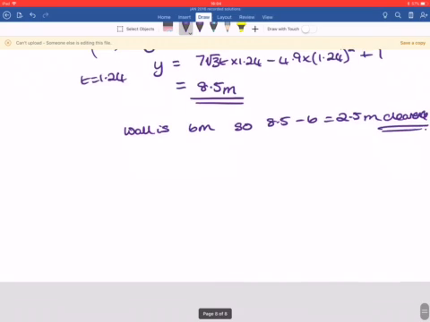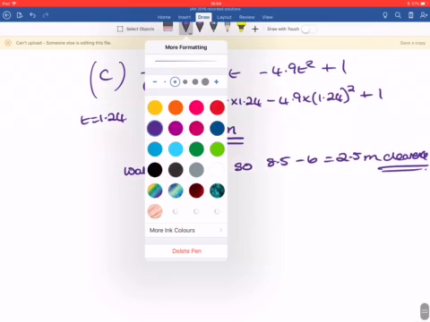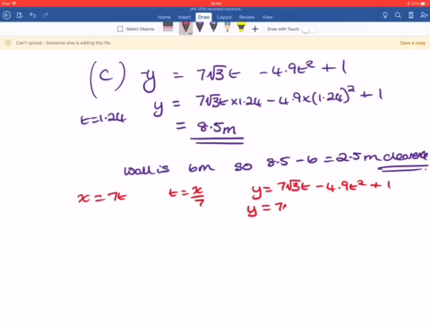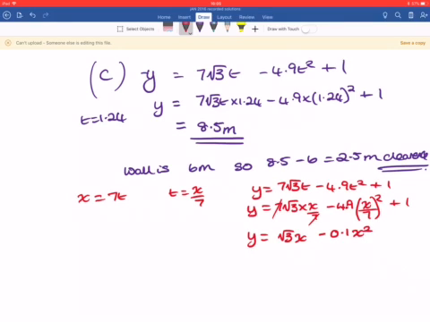Okay, so we need to get rid of t, basically, is what they're saying. So we need to have it in terms of x and y. So we've got x equals 7t, which means t equals x over 7. That's going to be the easiest one to use, I think. And y equals 7 square root 3 t minus 4.9 t squared plus 1. So y equals 7 square root 3 times x over 7 minus 4.9 times x over 7 squared plus 1. I think you can see what's going to happen. You've got y equals square root of 3 x. 7 squared is 49, so that's going to be minus 0.1 x squared plus 1.